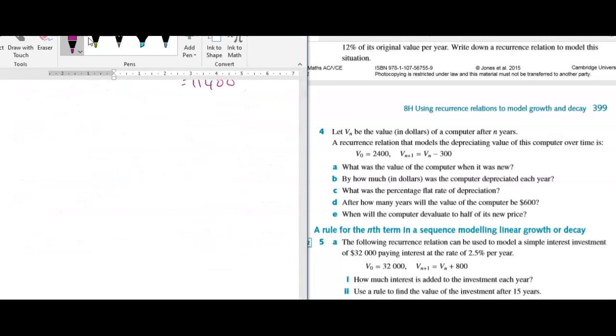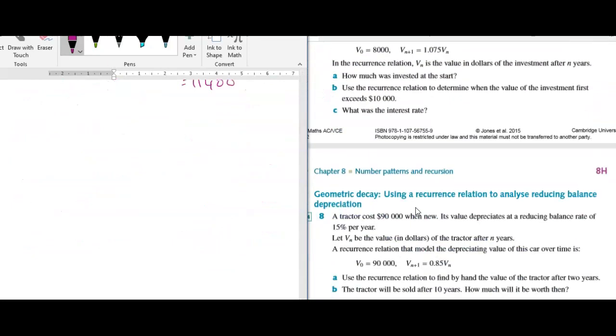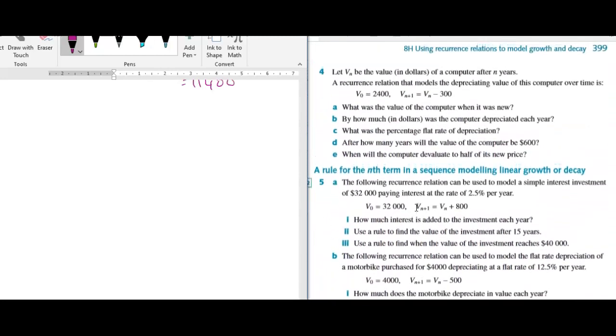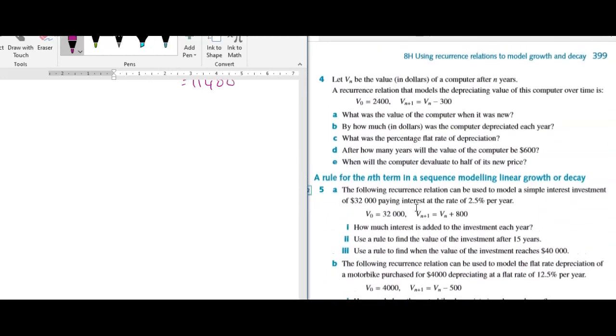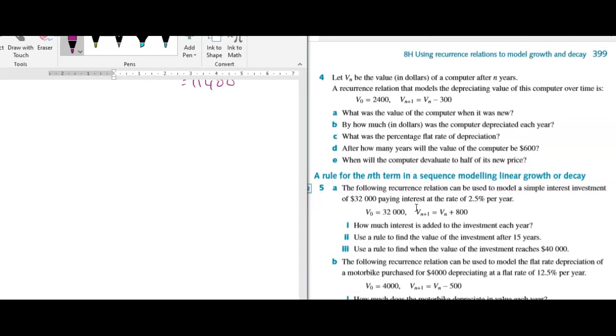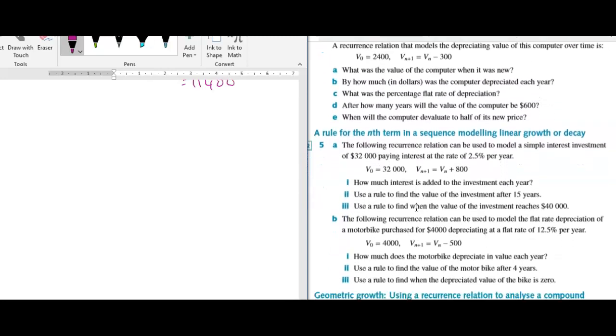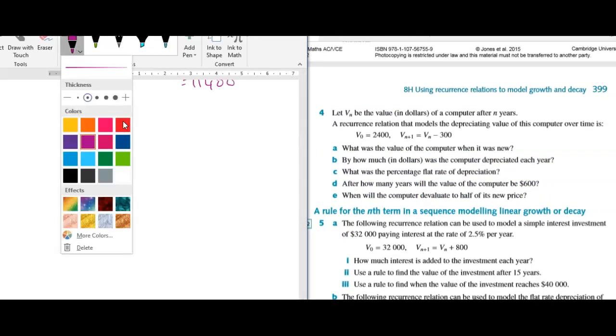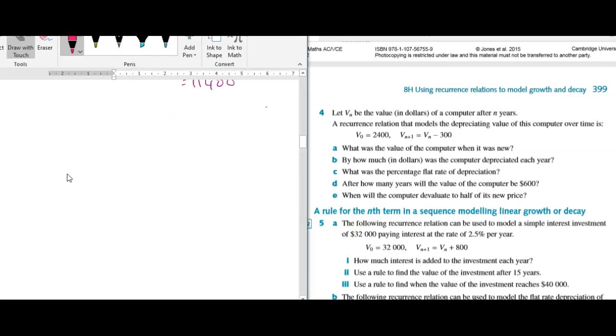I don't know how many questions I've got. Can I afford to do all of them? Oh, there's a lot. Let me just have a look at question 4. I'll do question 4, and then I might do some geometric. So question 5, you can have a go at doing it yourself.